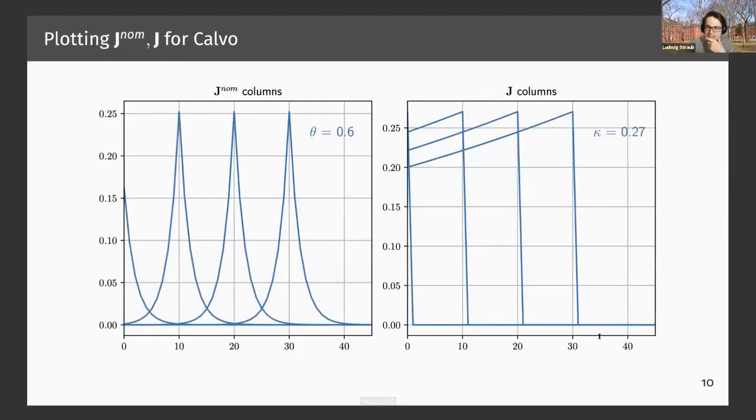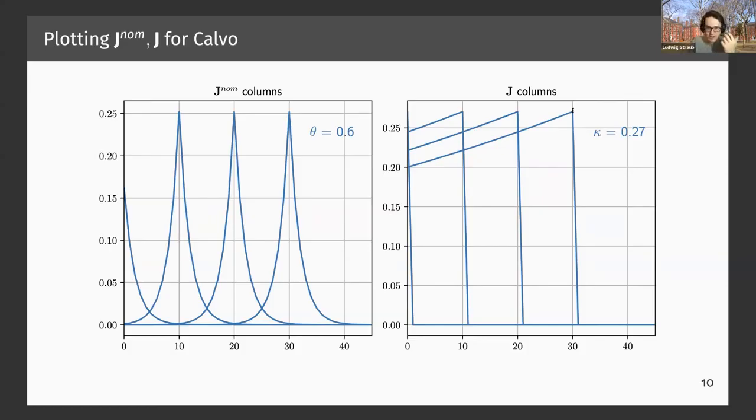Okay. So this is the right plot here. Just focus on the right panel for a second. So what this shows you is the columns of J plotted across time. Okay. So for example, this blue line here, which peaks at day 30, is basically the 30th column of J, which is the impulse response of inflation to a one-time marginal cost shock at day 30.